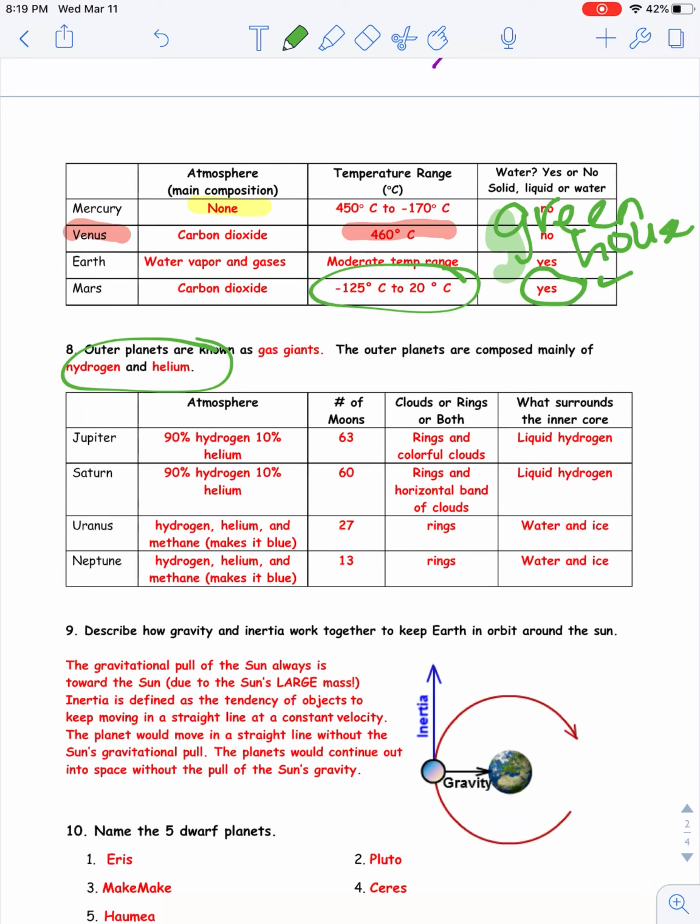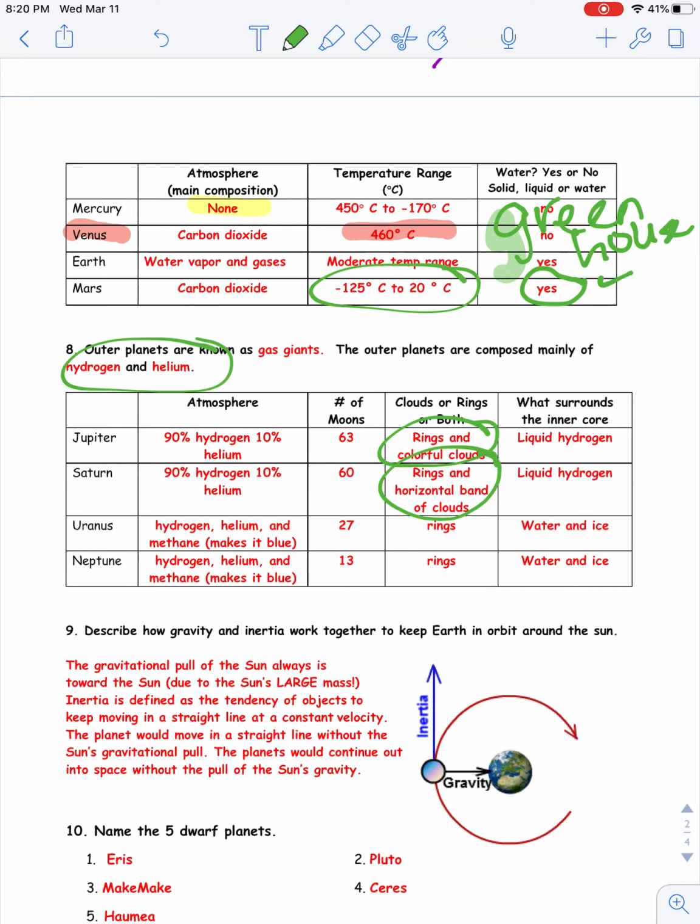The hydrogen and helium, that nuclear fusion releasing all of that energy. So with Jupiter, we've got 90% hydrogen, 10% helium, lots of moons, rings and clouds, and they have liquid nitrogen as our center core. So Saturn, also the same atmosphere, 90% hydrogen, 10% helium, also a lot of moons, 60, also have rings, but have these beautiful rings, and there's horizontal bands of clouds, liquid hydrogen also in the center.